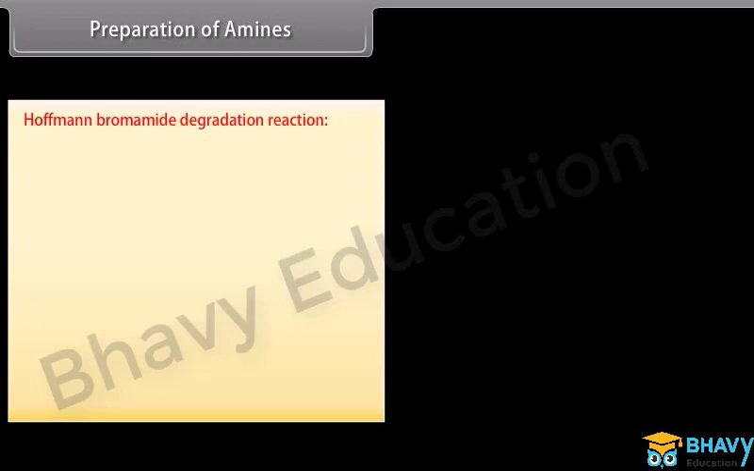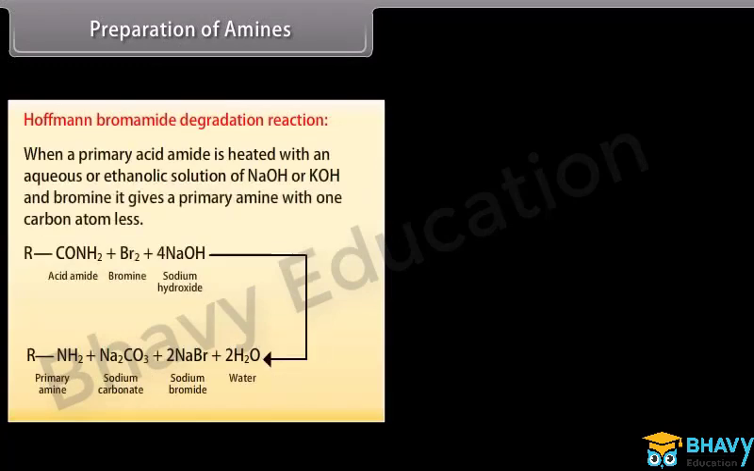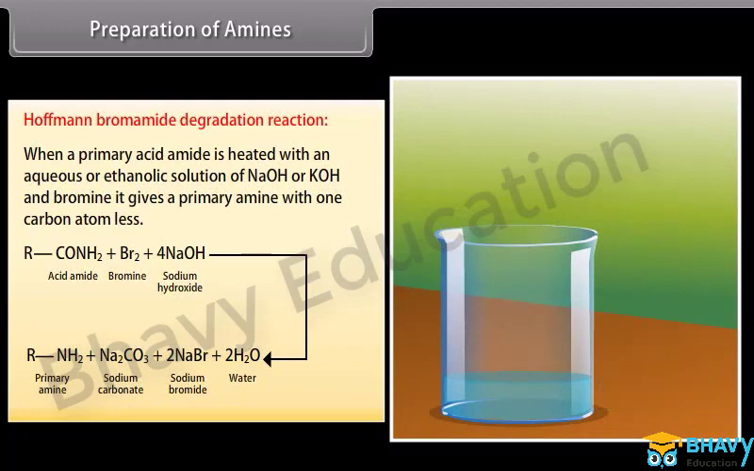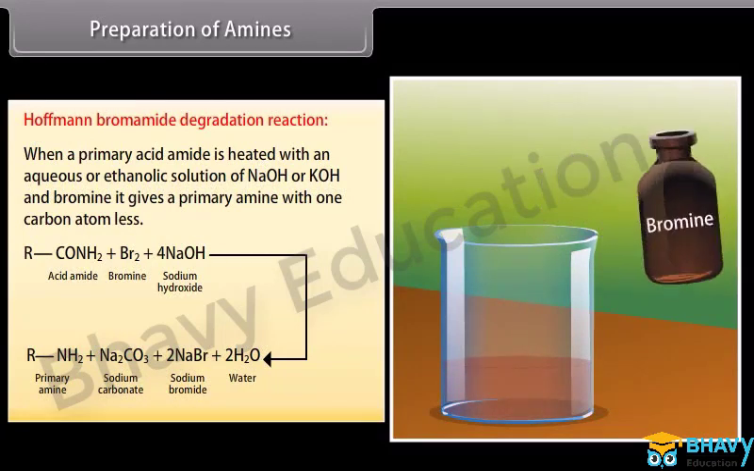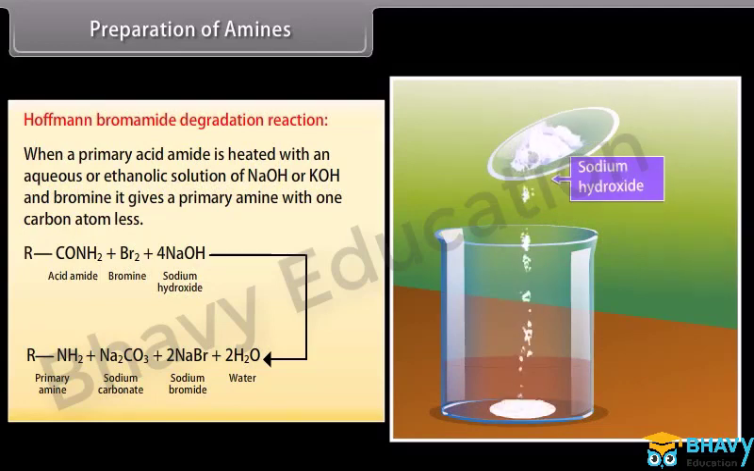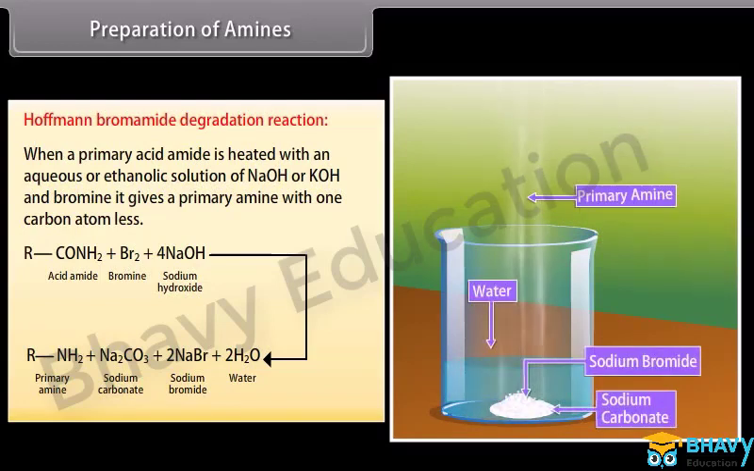Hoffmann bromamide degradation reaction. When a primary acid amide is heated with an aqueous or ethanolic solution of NaOH or KOH and bromine, it gives a primary amine with one carbon atom less.